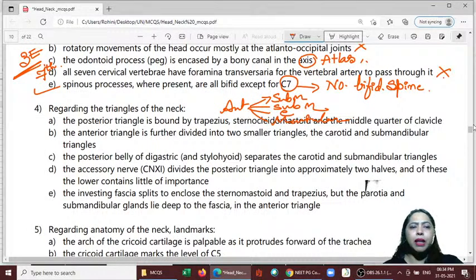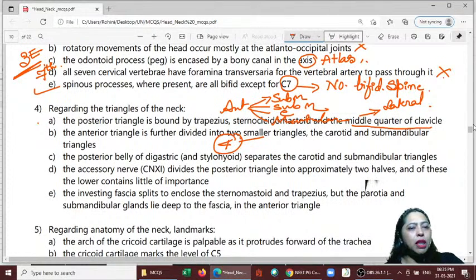Now, regarding the triangles of the neck, the posterior triangle is bounded by which one? Posterior triangle is bounded by trapezius, sternocleidomastoid and middle quarter of the clavicle. Is it true? It is not middle quarter, it is the lateral. Next, the anterior triangle is further divided into two smaller triangles. No, it is four small triangles.